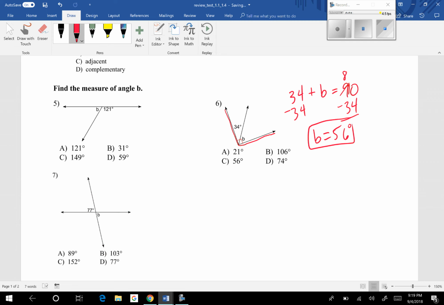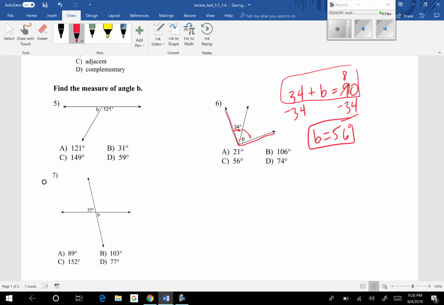Now, y'all need to understand, on your test, they may not have everything labeled for you like they do here. If they tell you something in the problem, then you need to label it on the diagram. That's part of your points. Also, this equation here, showing me that you understand that the 34-degree angle and angle B have to make 90 together, that is also part of your work.